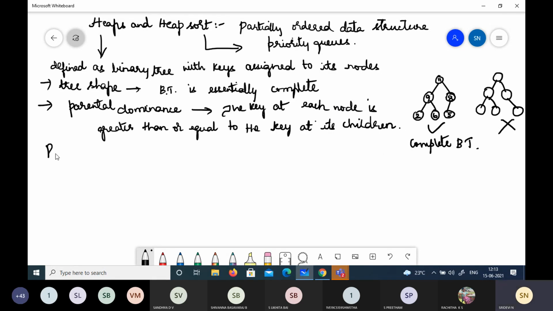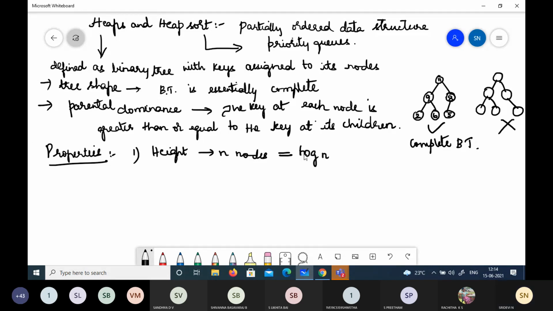So let us discuss some of the important properties of this heap. The first thing is height. The height of the complete binary tree with n nodes is equal to log n. So height of this tree will be log n. So height of a complete binary tree with n nodes is log n.